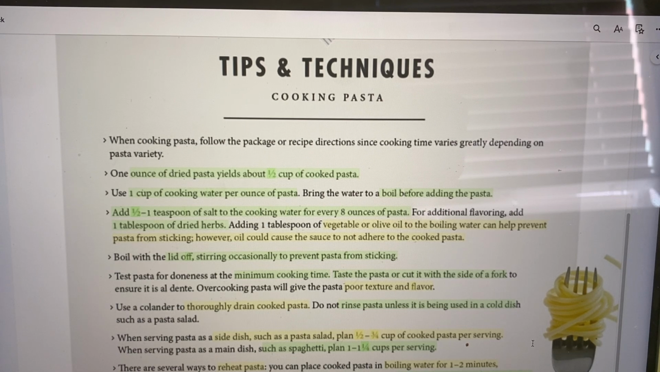So use 1 cup of cooking water per ounce of pasta and bring the water to a boil before adding the pasta. So 1 cup of cooking water we're talking about per ounce. And then you add a half to 1 teaspoon of salt to the water for every 8 ounces of pasta. So make sure you add some salt to the water. And then for additional flavor, you can also add dry herbs if you want to the water.